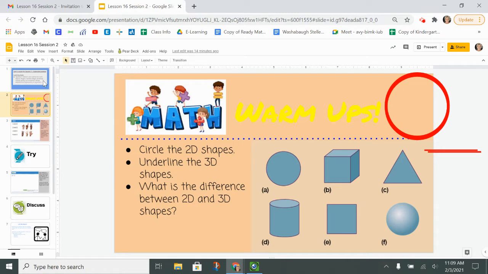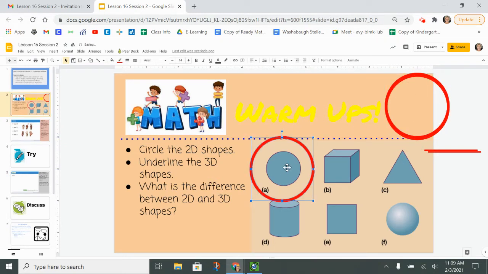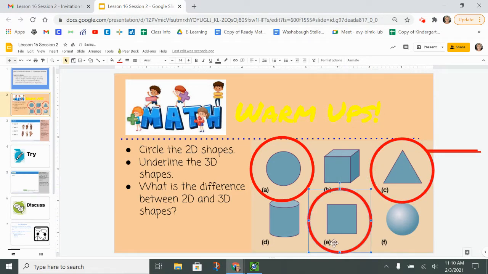All right, let's get warmed up. The first thing we're going to do is review some of our shapes from last unit. So let's circle the 2D shapes. So point to a 2D shape and tell me its name. Good. Circle is flat, 2D. How about another flat one? Good. Triangle, and excellent. Square.